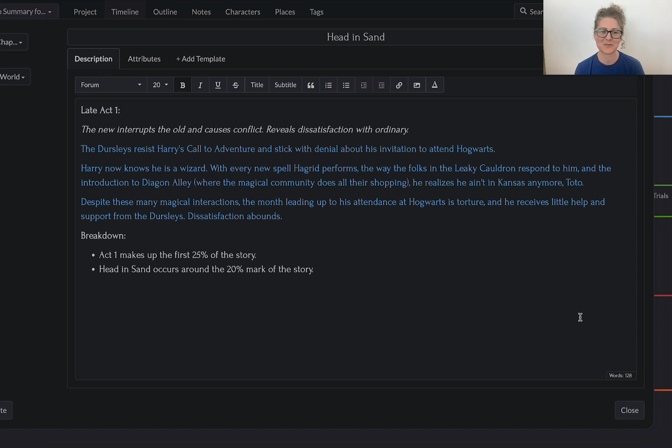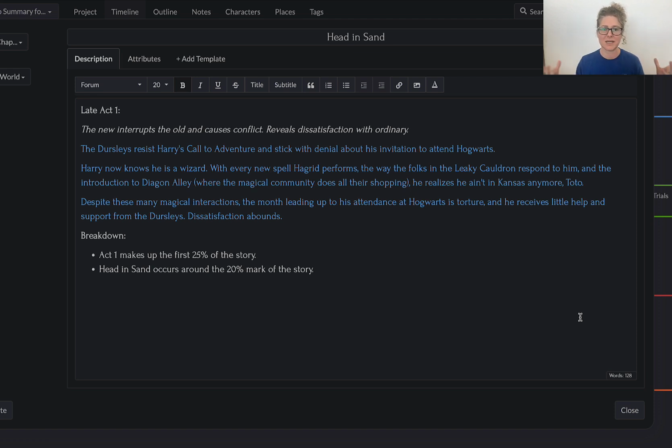Harry now knows he is a wizard. With every new spell Hagrid performs, the way the folks in the Leaky Cauldron respond to him, and the introduction to Diagon Alley, where the magical community does all their shopping, he realizes he ain't in Kansas anymore, Toto. So despite these many magical interactions, the month leading up to his attendance at Hogwarts is torture, and he receives little help and support from the Dursleys.